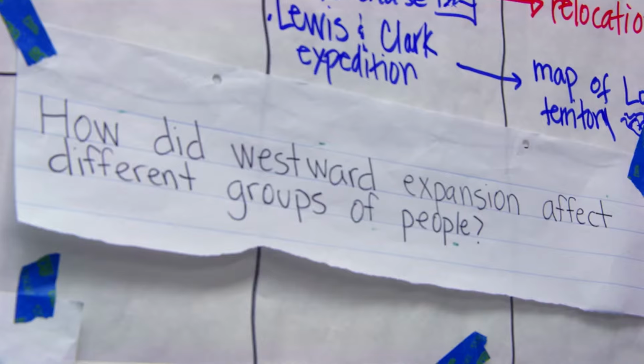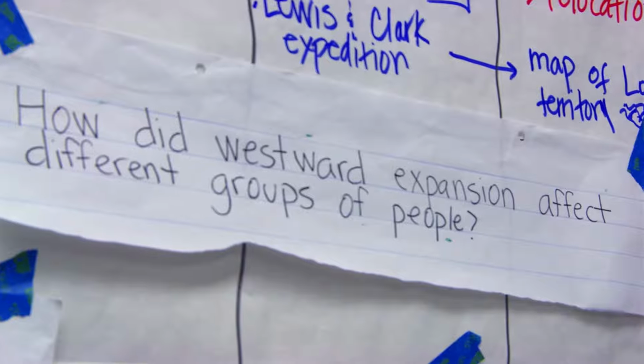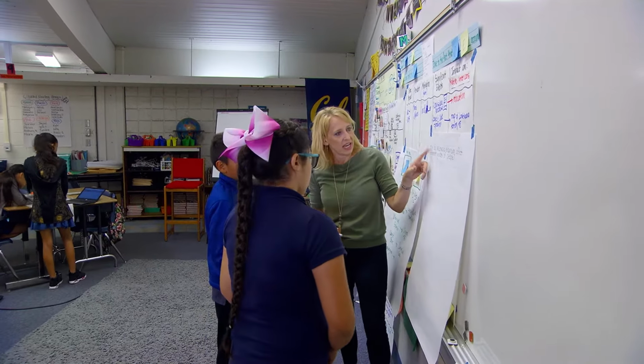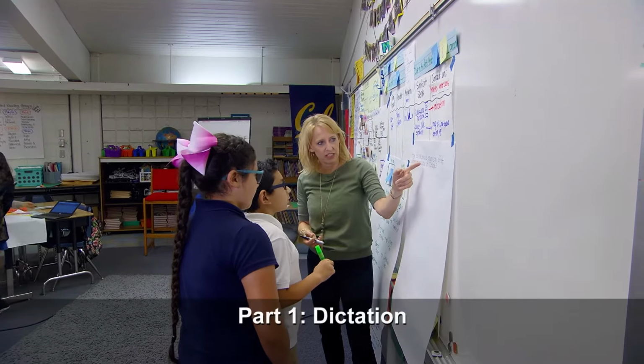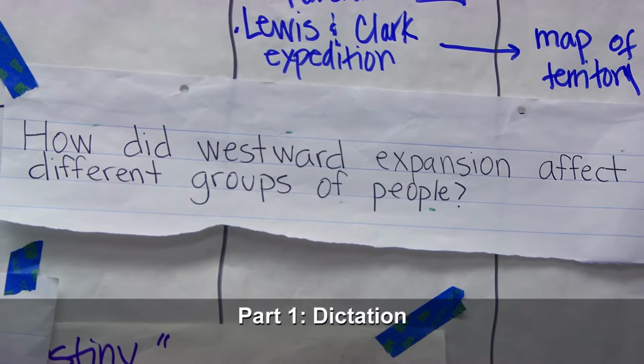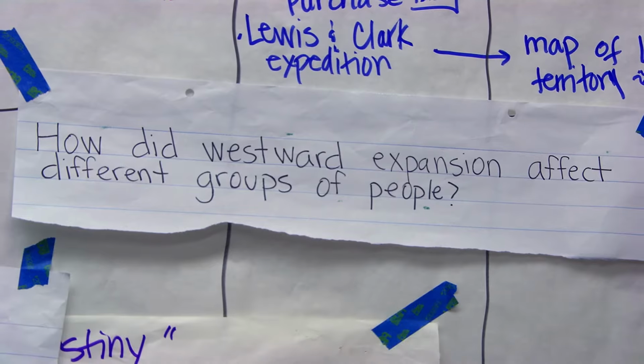OLA stands for Oral Language Analysis, and it's a formative assessment that we use with our English language learners. Right here I have a prompt, a question for us to talk about. What the OLA does is it allows a teacher to take a measurement of where a student is at a certain moment in time, and also where they are in regards to the unit, to the actual content that they're learning. How did westward expansion affect different groups of people?